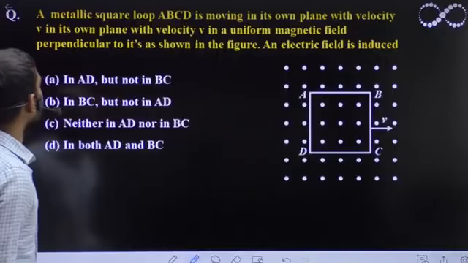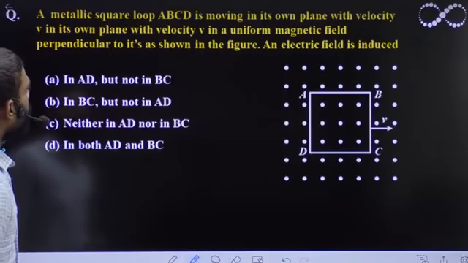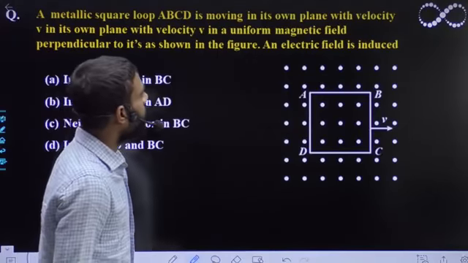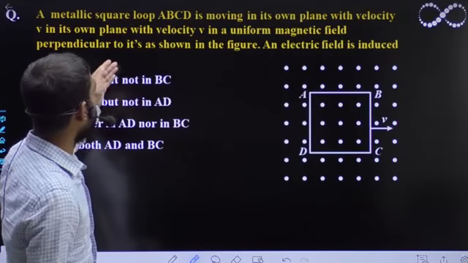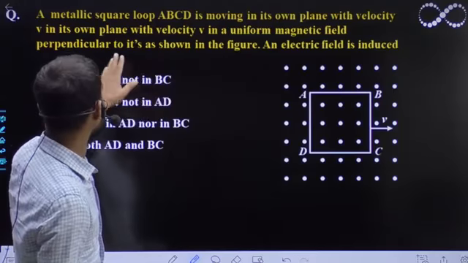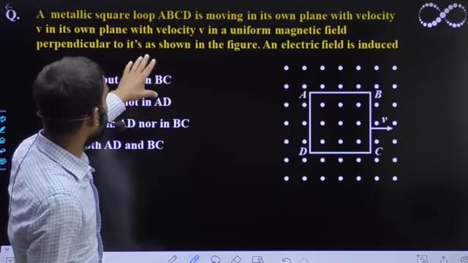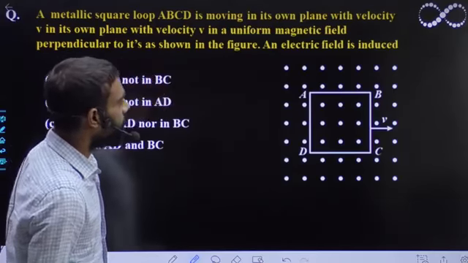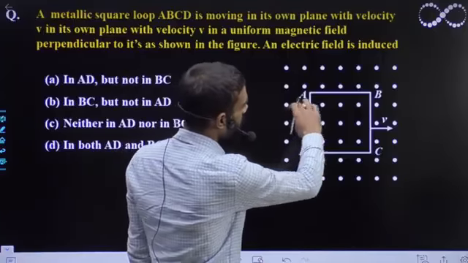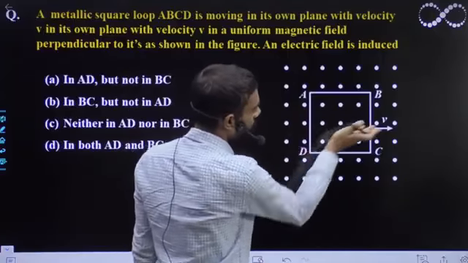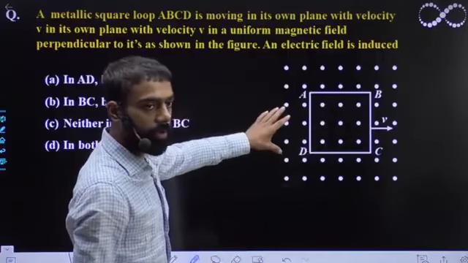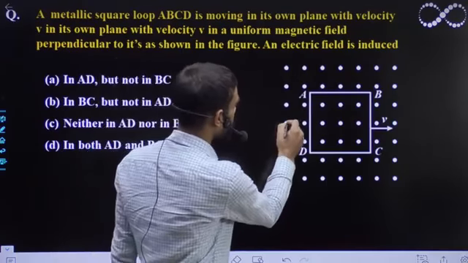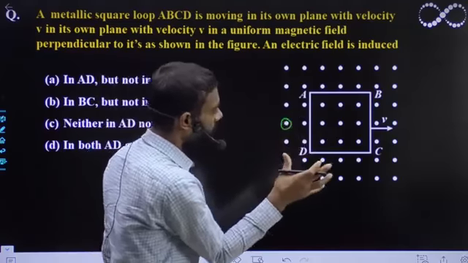देखिए, इस क्वेश्चन में क्या है, a metallic square loop ABCD is moving in its own plane with velocity v in a uniform magnetic field perpendicular to it, as shown in the figure. Electric field induced... देखिए, इसमें स्क्वायर लूप है, v वेलोसिटी से राइटवर्ड डायरेक्शन में जा रहा है, एंड द मैग्नेटिक फील्ड इज परपेंडिकुलर टू द प्लेन ऑफ पेपर. So it is out of the plane.